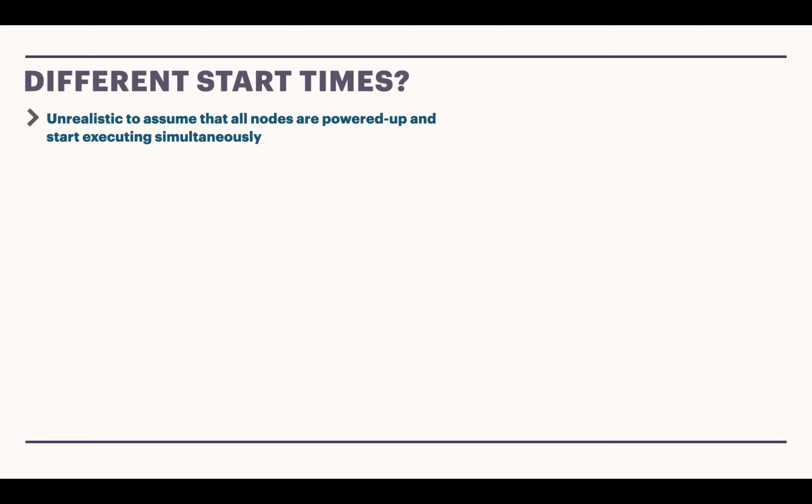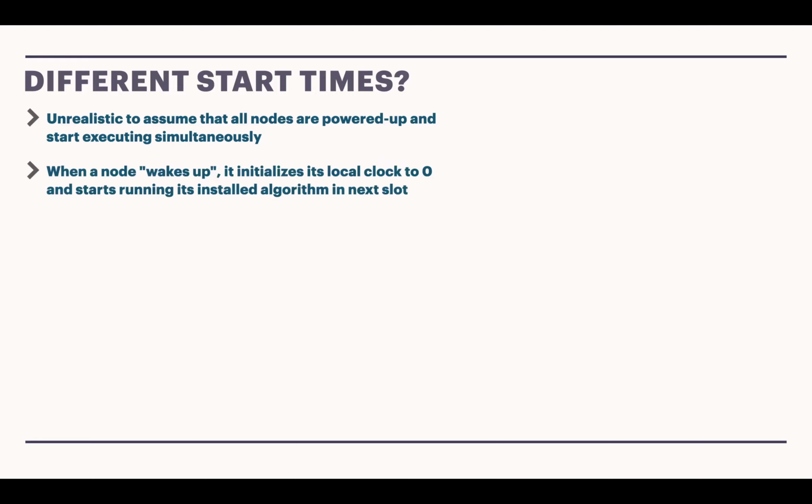And so we're going to build this into our model and assume that there are wake-ups. A node wakes up, and upon wake up it's going to initialize its local clock to 0, and then it's going to start running whatever algorithm is installed at that node in the next slot, so in time slot 1. This is why, when I was defining radio networks earlier, there was no assumption that there's a global slot number, because we're going to be assuming that nodes can wake up at different times and start running their algorithms at different times.